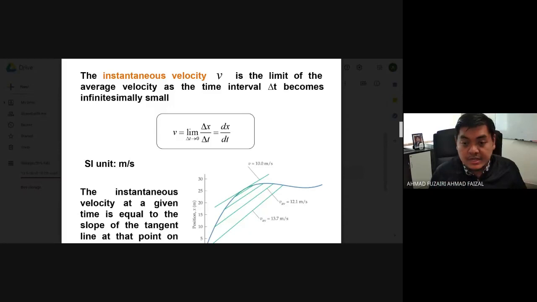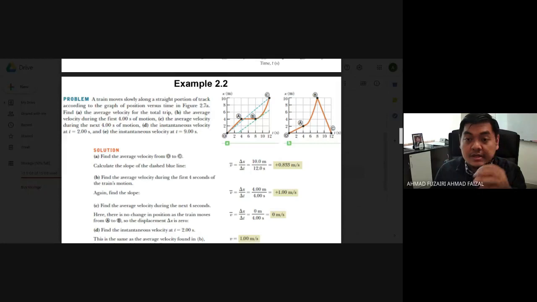Okay, so these are examples of how you can get the average velocity. When we draw a graph of x versus time, the position versus time, the slope of the graph is given by the average velocity. For an x versus time graph, the slope is equivalent to the average velocity.